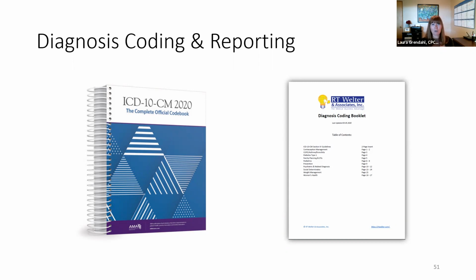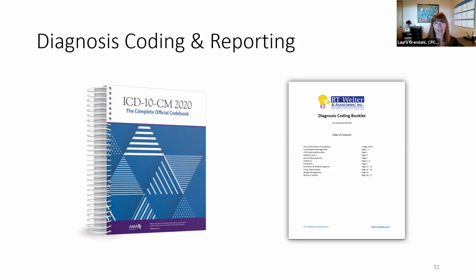So diagnosis coding and reporting. Obviously, we use our ICD-10-CM book. This is our Bible as far as diagnosis coding, and it contains, I think at last count, 70,000 or something like that, codes. When we look at that, it can be overwhelming to any of us.